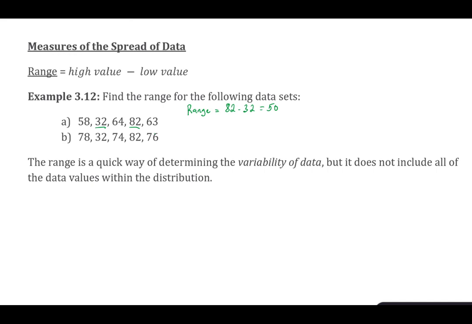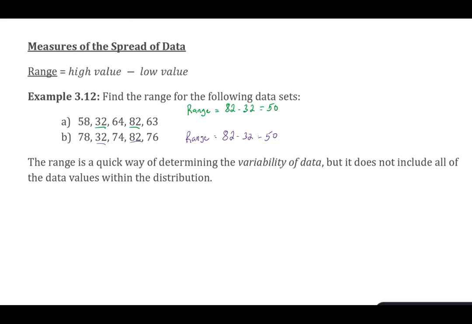If the data set did not range by that much, then that would mean that it's pretty consistent and it's all centered around similar values. But since we have a range of 50, it means that it changes quite a lot. For the second data set, we're going to do the same calculation. We'll notice that 82 is the highest and 32 is the smallest. So we'll do the same calculation, and we'll see that the range for the second set is also 50.